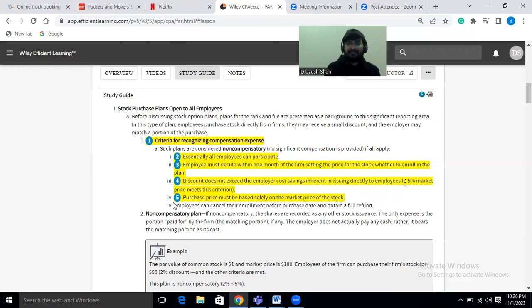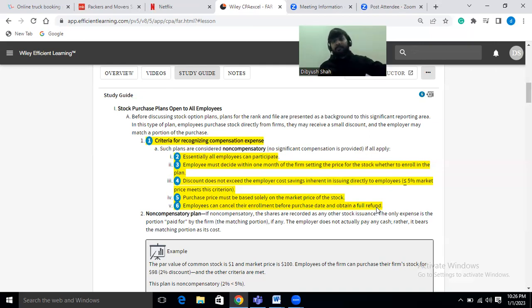Last, employees can always cancel their enrollment before their purchase date and obtain a full refund. Now, this is a very common thing. I saw Apple giving me shares at $95. The market price on that date, the date Apple made me this offer, I'm an employee, all the employees of Apple got this offer, was $100 a share. Now, 1 month later, almost 1 month, I immediately enrolled. Happy man, wanted to make a lot of money, thought this was a cheap deal.